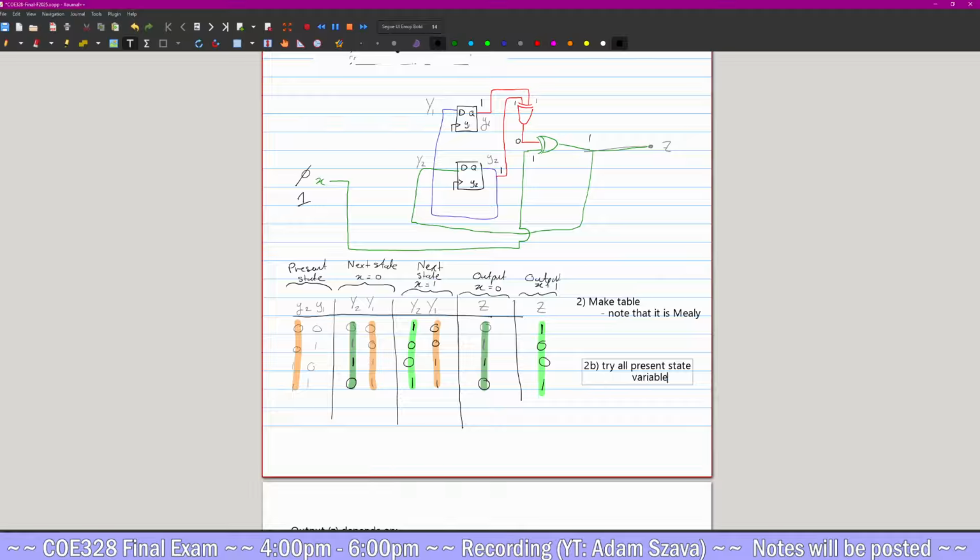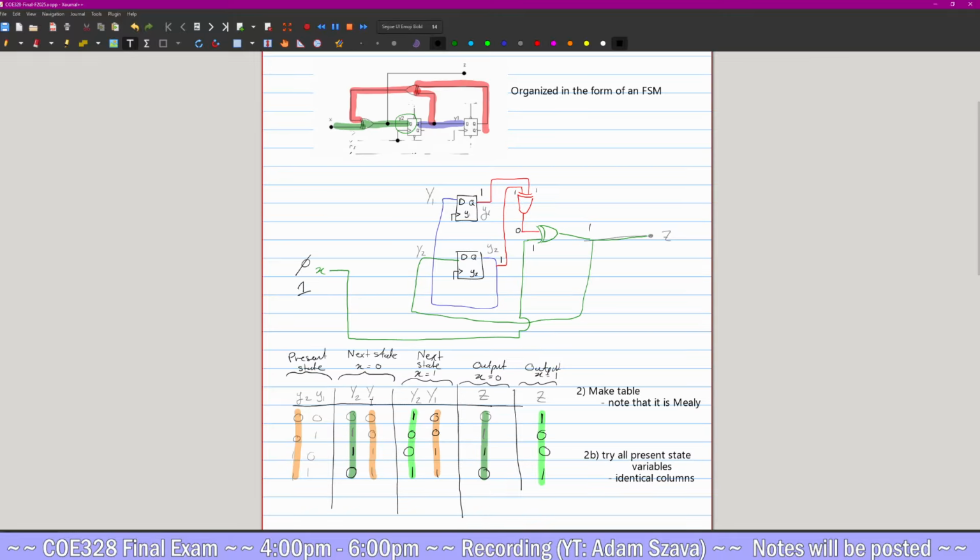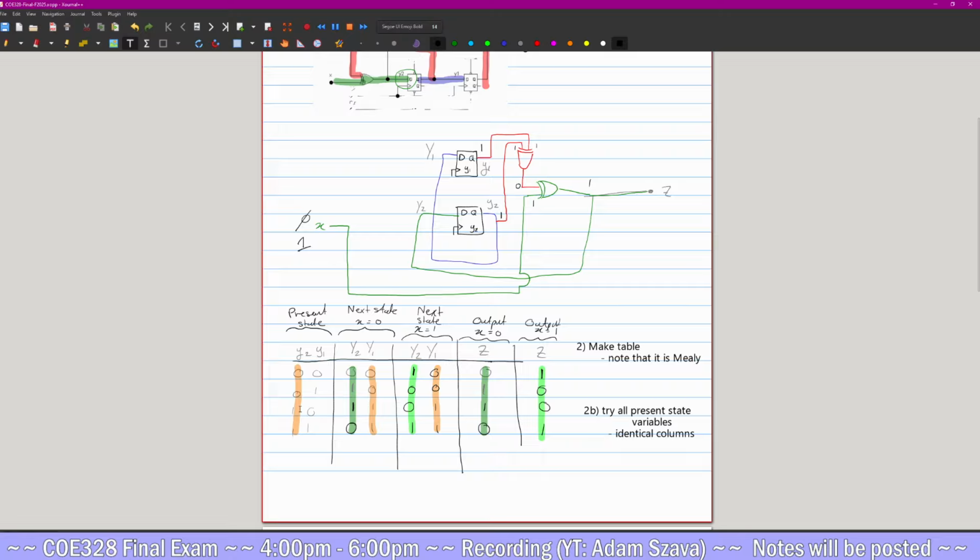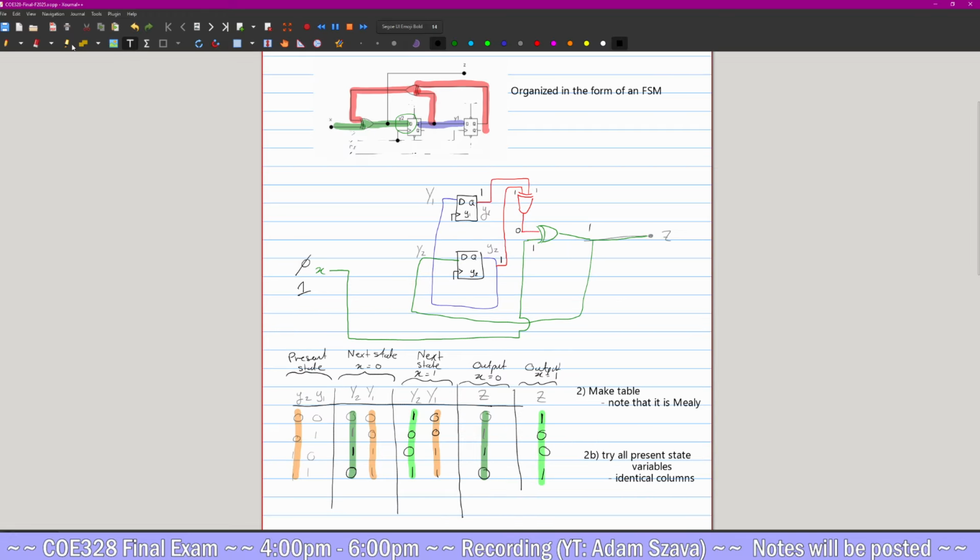variables. Another thing to note here is that there are some identical columns, so there's no need to spend so much time doing this. Note that all the orange columns are the same and the pairs of green columns are the same. The orange columns are the same just because of the literal structure of the circuit. Maybe I can put a little marking like this. That's what makes the orange columns the same.